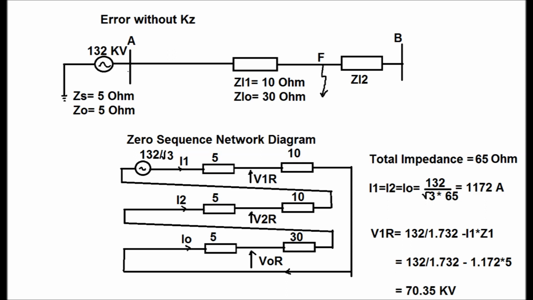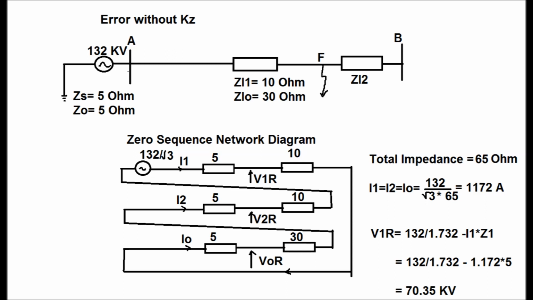Due to earth fault, there will be three sequence component currents, that is positive sequence current, negative sequence current and zero sequence current, and these three components of current will be in series and will be equal. That is I1 is equal to I2 is equal to I0, and the fault current will be IR, as the fault occurs at the red phase, and IR is equal to 3 into I0.